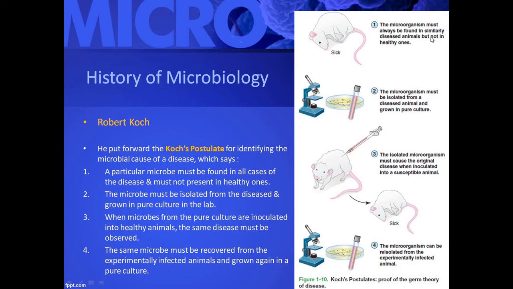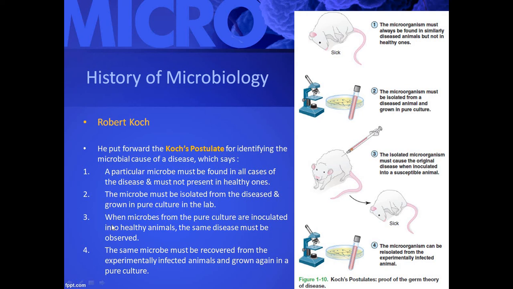Firstly, a particular microbe must be present in all the cases of the disease and must not be present in healthy ones. So if we have this sick rat and multiple sick rats, we should find a particular microbe in these sick rats that is not present in healthy rats. Secondly, this microbe must be isolated from the disease and grown in a pure culture in the lab. So we take this microorganism, use Koch's ways of fixing, staining, growing, etc., to obtain a pure culture of this microbe in the lab.